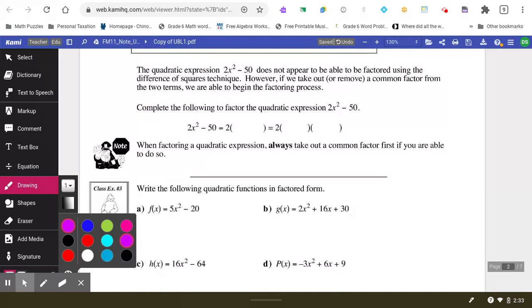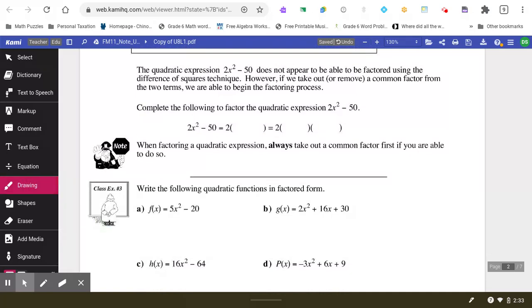Okay, what if you have a common factor? Well, if you have a common factor, before you start, I don't care if it is the difference of two terms. Don't start trying to make those perfect squares until you factor out the 2. And when you divide out the 2, now you have this number.